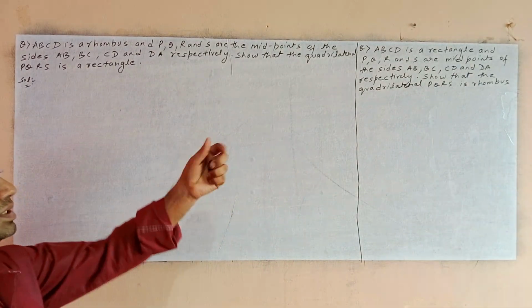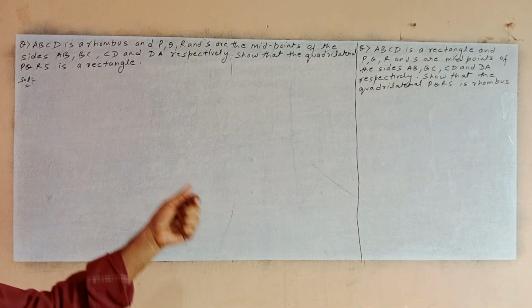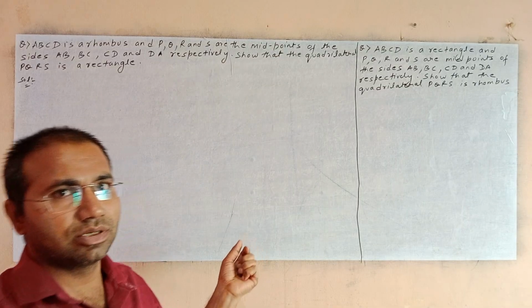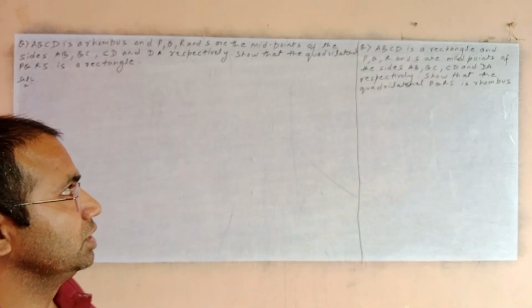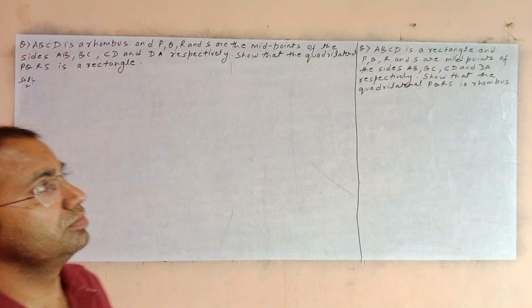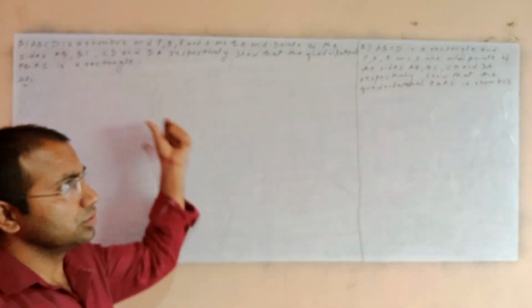See here, two questions are written. These questions are from the quadrilateral chapter of your NCERT book. Today we will discuss how you will write the solution of this question. So let us start from question number one.